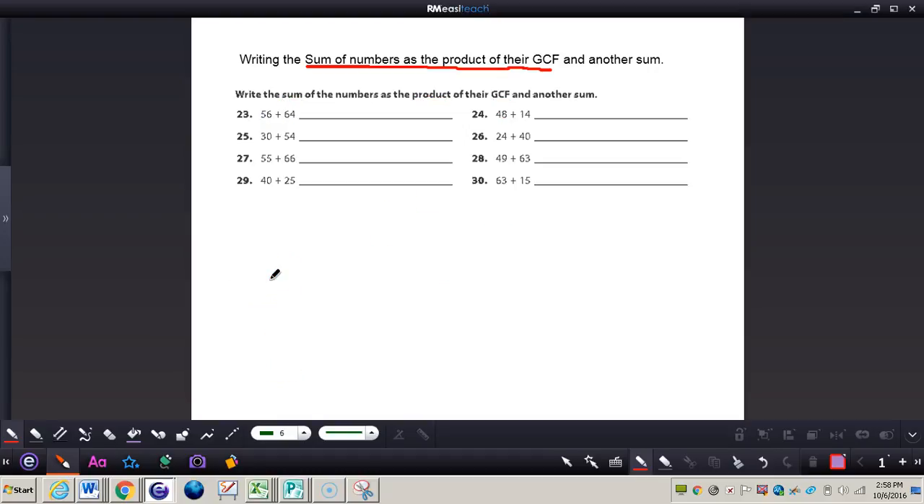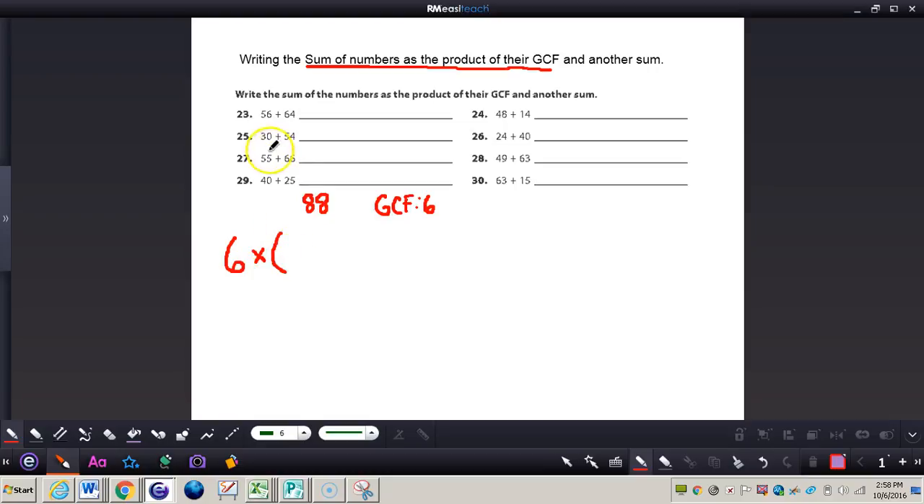Let's do 25 together. So we have 30 and 54. 30 plus 54 gives us 88. Greatest common factor of 30 and 54 is 6. So GCF is 6. Now what we need to figure out, we know we're going to multiply by 6 now. Okay, 6 times, and we're going to put parentheses.